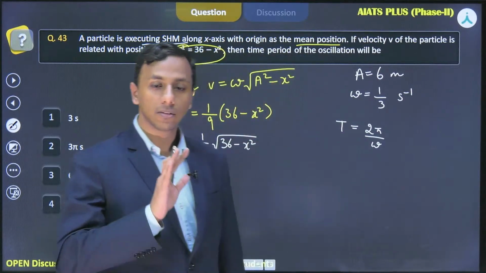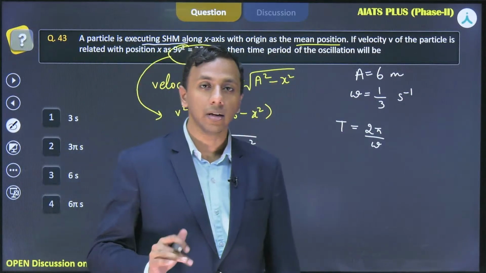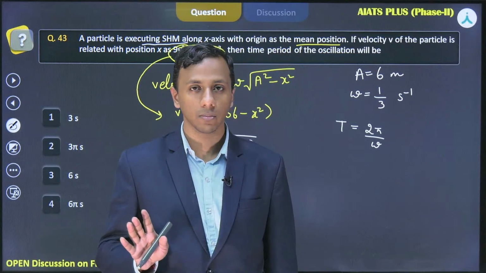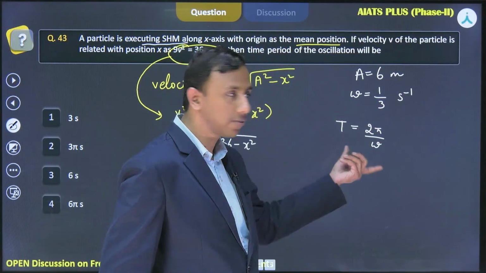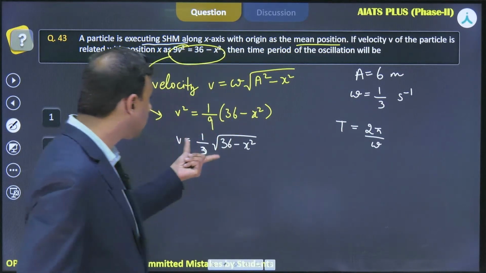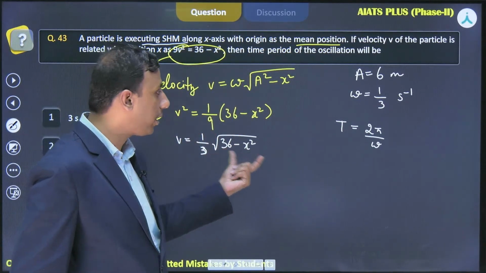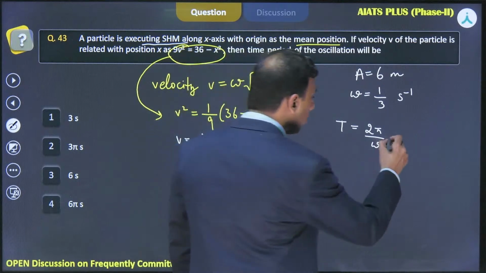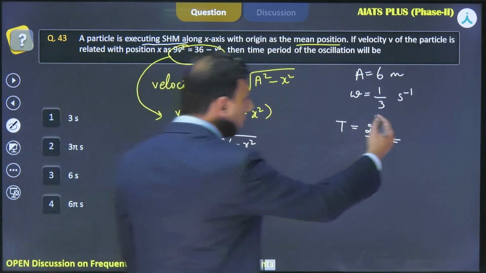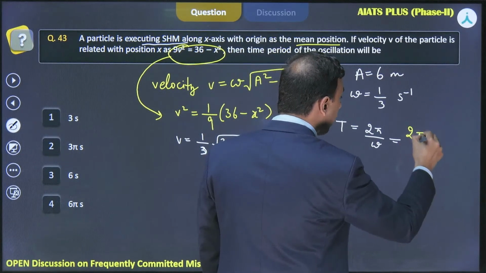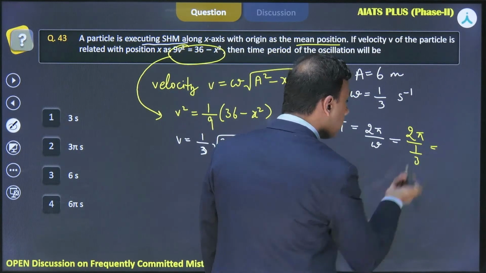Okay, this simple formula is also valid in circular motion also. So this formula you need to remember. Okay, there is no excuse for not remembering this. This is fine, it's a revision today. So just put the value. Omega is 1 by 3, isn't it? So what would it become? 2π by 1 by 3. 3 goes up.